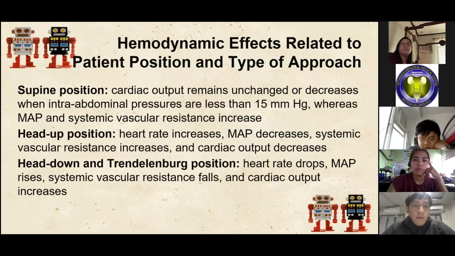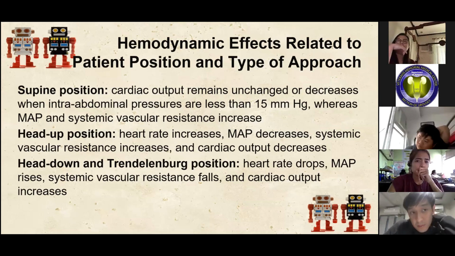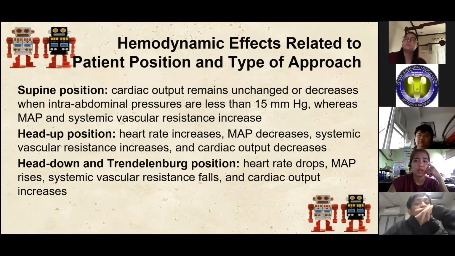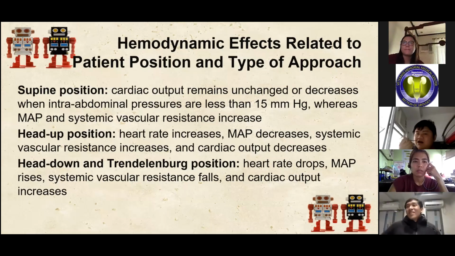Next, we have the hemodynamic effects related to patient position. In the supine position, cardiac output remains unchanged or decreased when intra-abdominal pressures are less than 15 millimeters mercury, whereas MAP and systemic vascular resistance increase. In the head-up position, heart rate and systemic vascular resistance increase while the MAP and cardiac output decrease. And in the head-down and Trendelenburg position, heart rate drops, MAP increases, systemic vascular resistance falls, and cardiac output.